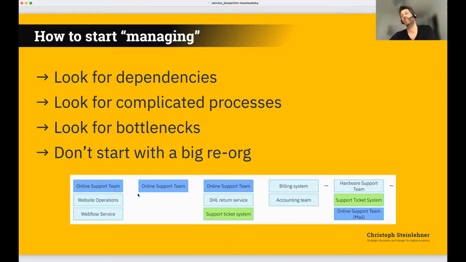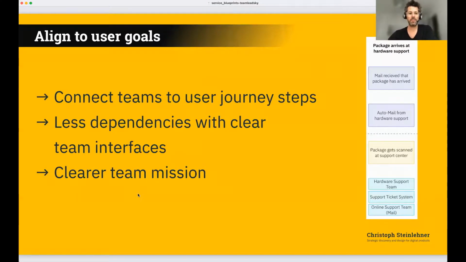So don't start with the service blueprint, map everything down, and then say, okay, we have to go into the big reorganization, because usually you will start with small changes. And then if you see, oh, we really have a problem, then merge teams, change responsibilities, stuff like that. And the nice thing is that you can align teams to the user journey.